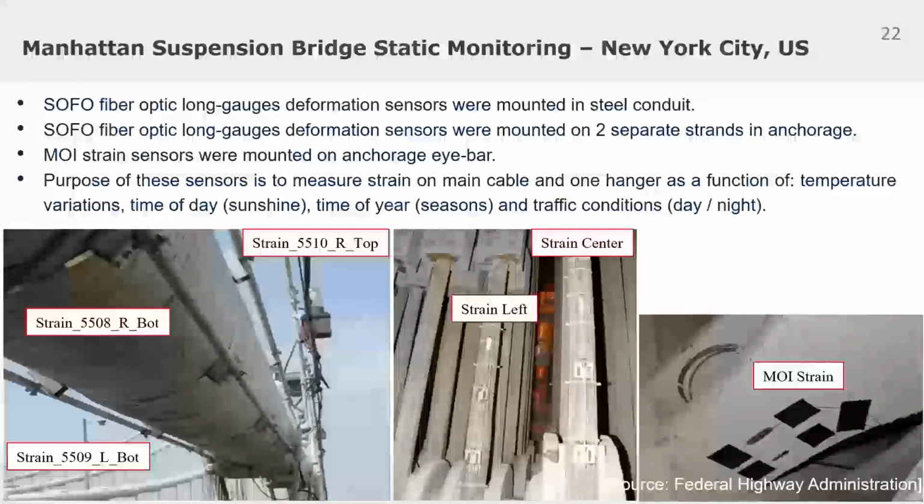So the purpose of these sensors is to measure strain on the main cable, and on one hanger, as a function of the temperature variations, daily and seasonal variations, and the traffic condition.